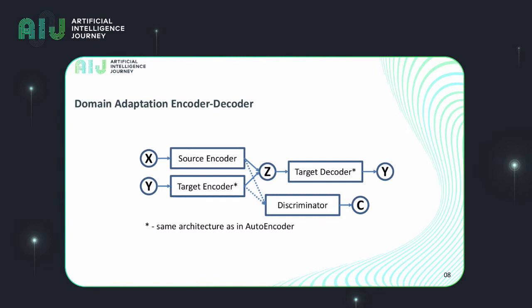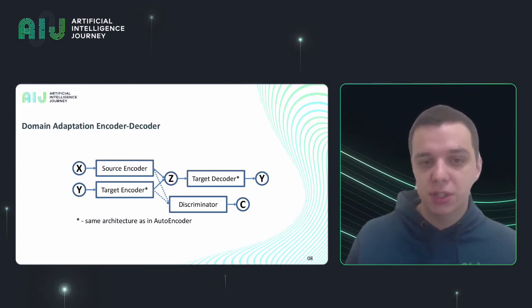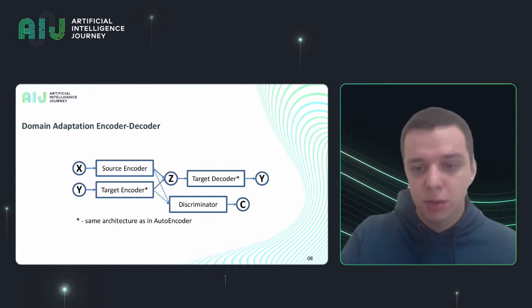But at the same time, we have tools as part of our architecture that make these encoders return similar vectors. And this is done through reversing the gradient in the process of backpropagation of the error. In other words, we're just making the encoder of the source domain adapt the same characteristics that the other encoder uses for the target domain.